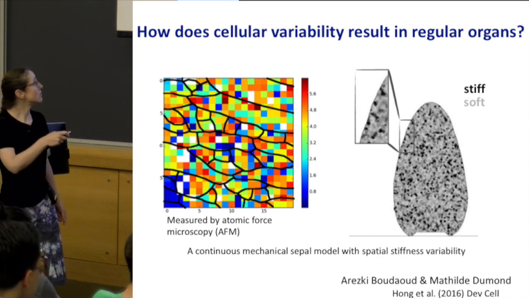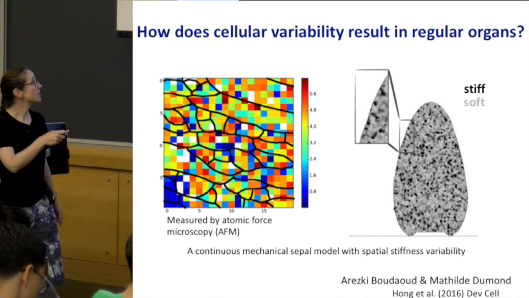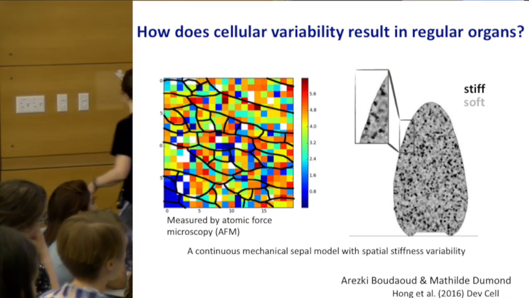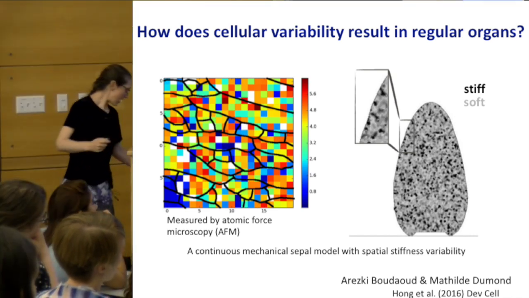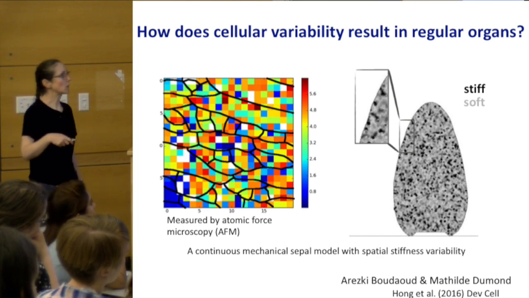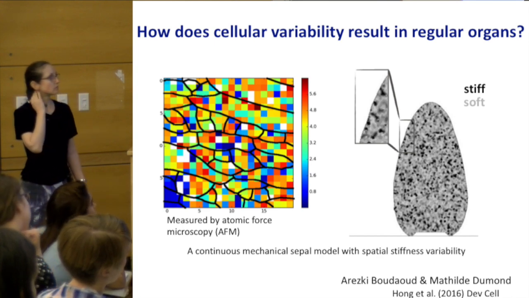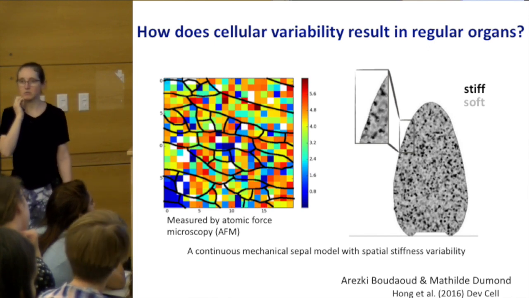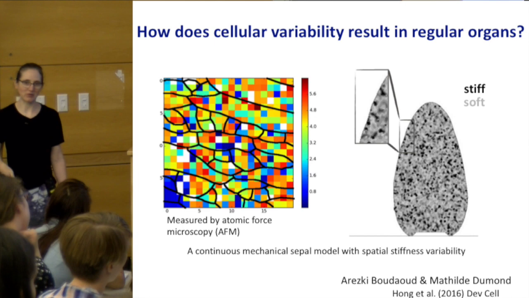So they took this sheet of tissue and they put stiff spots in black and soft spots in gray, and they've got, you know, kind of a lot of variability just like they saw with their data. And so first of all, they made this sepal. It's got variability, and they let it grow. Yeah, uh-oh, it made a nose. It did not make a sepal.